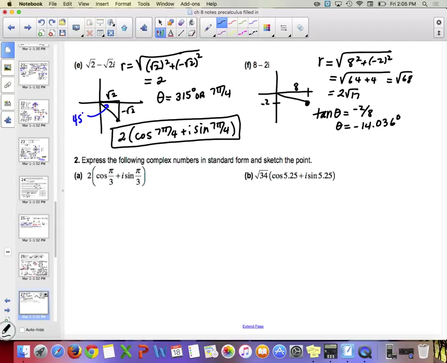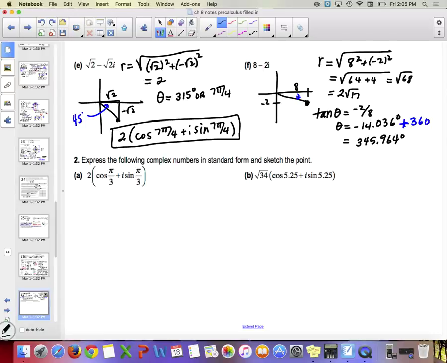Okay, usually I don't want that. I want it between 0 and 360 if you're going to do degrees. So what we're going to do is add 360 because it's in the right location. Like if you say negative 14 degrees, see how it's starting on the x-axis and going backwards? So it's in the right location, but I just have to add 360 to get it between 0 and 360. So my answer is going to be 345.964 degrees. Did anybody get that?